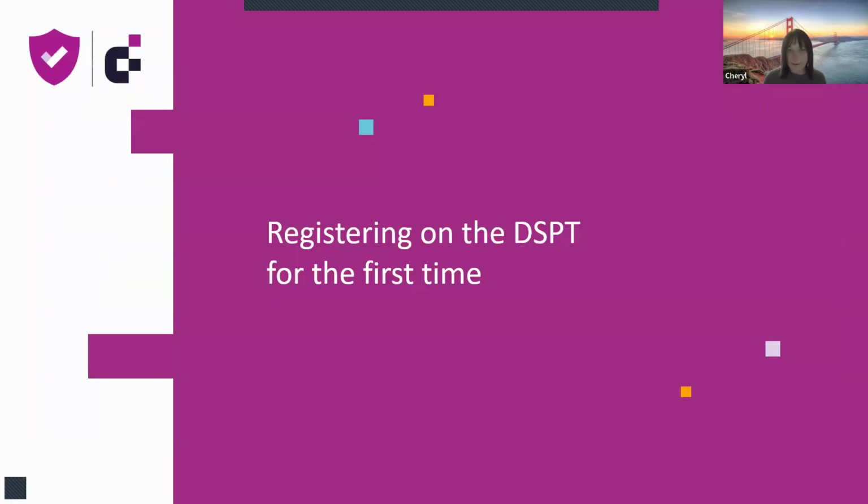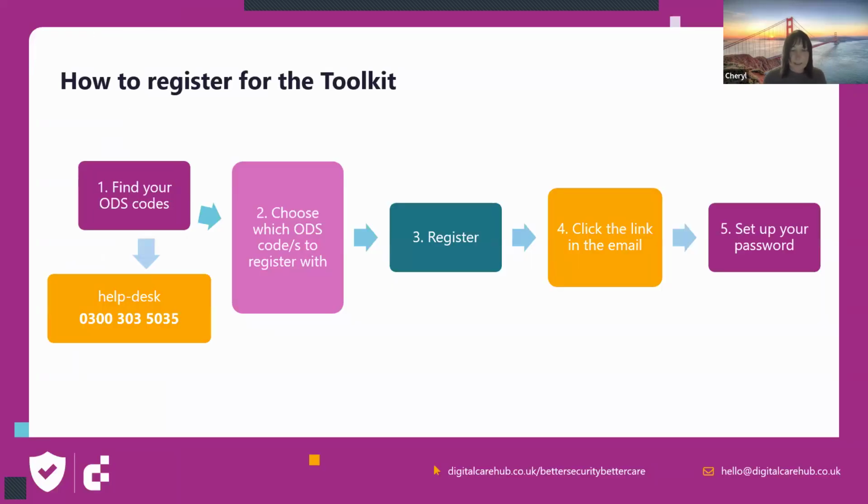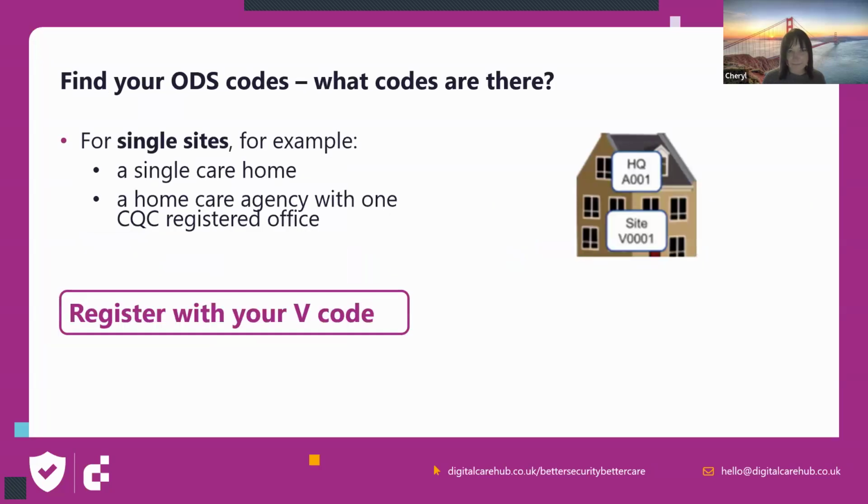Now we're just going to look at how to register if people haven't already registered for the first time. Each organisation will have an ODS code. We'll go through how to find that in a little while if you're not sure what your ODS code is. You can also contact the help desk and they'll help you find that. We'll go through the different options of what ODS code to use. And then you register through the portal. You'll receive an email link and be able to set up a password. The link does only last 24 hours, so you will need to have a look at that.